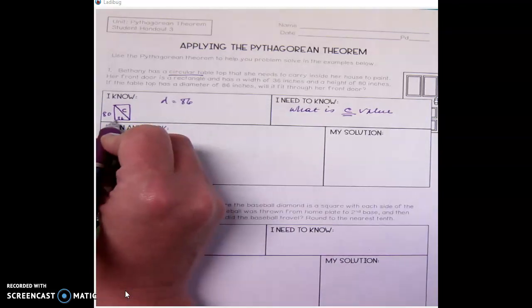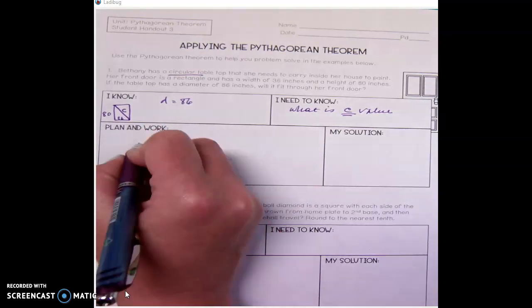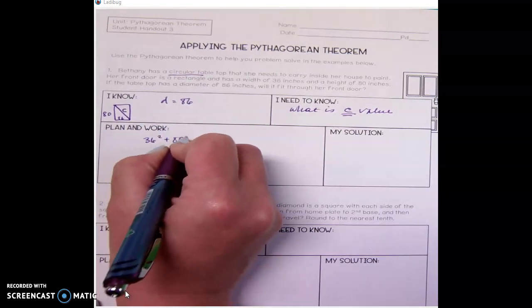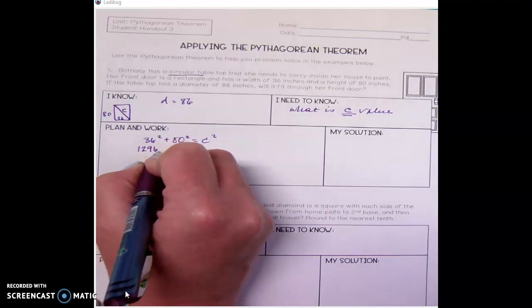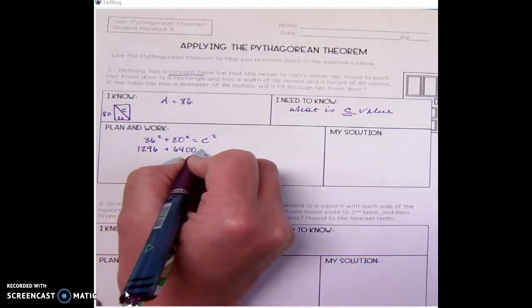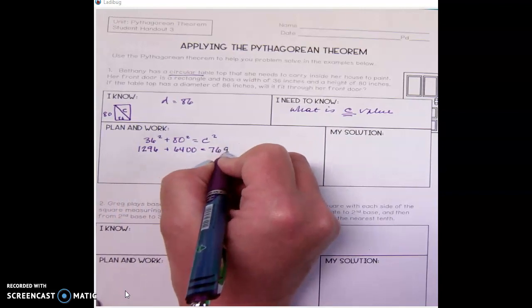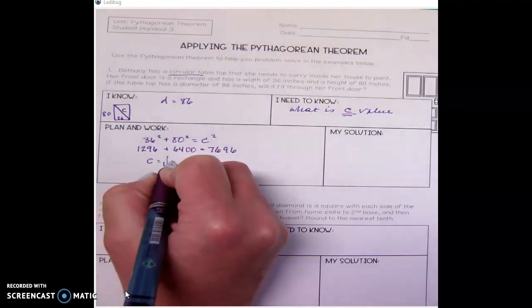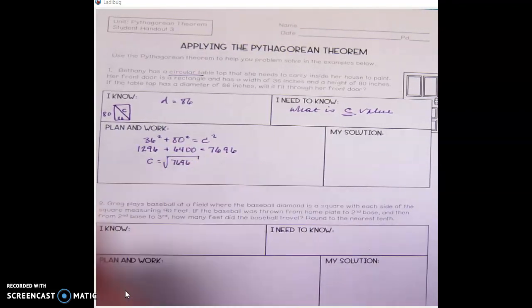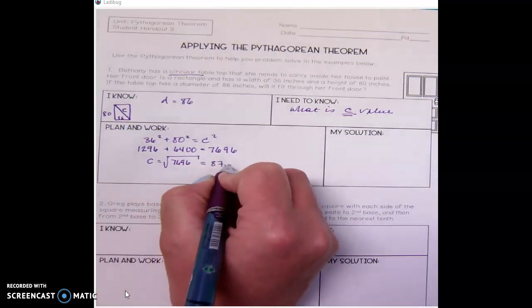Plan and work. Your 36 and 80 are your leg measurements. So 36 squared plus 80 squared will give us C squared. Yes, the numbers are very large, but you have your calculators that you should be utilizing. And as always, be careful and write things down, so when you plug these numbers into the calculator, you are successful and don't have little typos. And when you take the square root of 7,696, we will have 87 and 7/10.